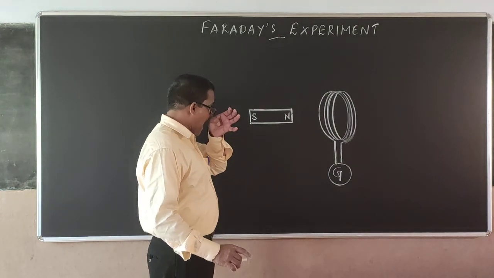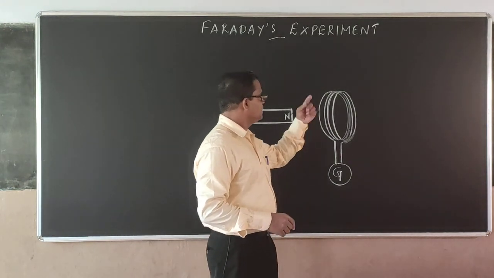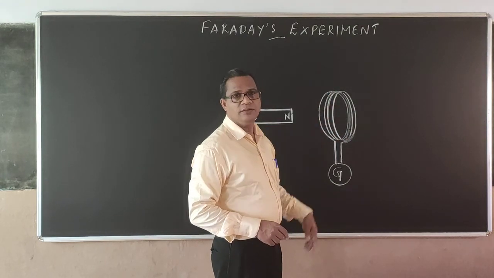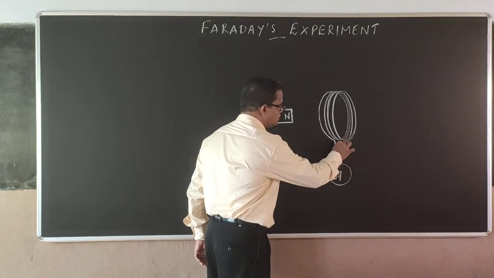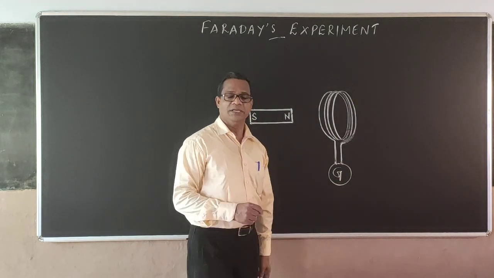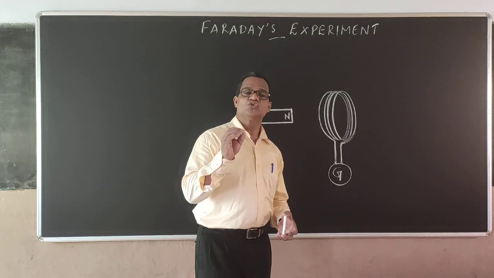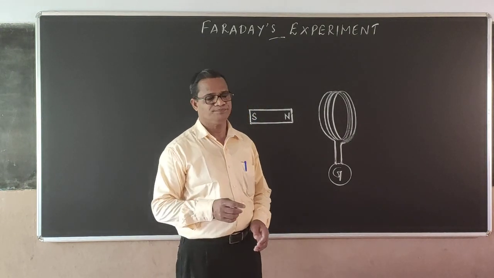The experimental setup is this: a laminated wire is made into the form of a coil, and the two ends of the coil are connected to a galvanometer. A galvanometer is an instrument used to detect the presence of current, however small that may be.